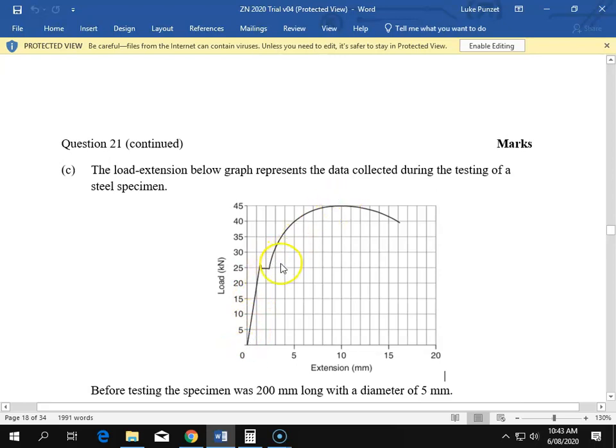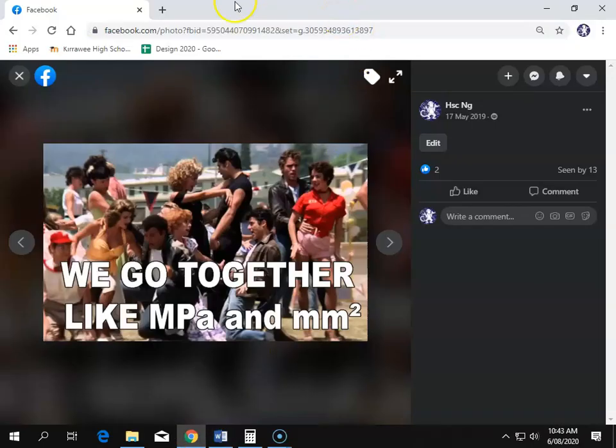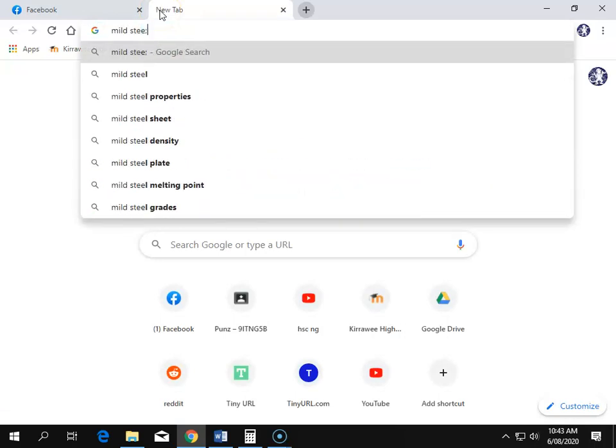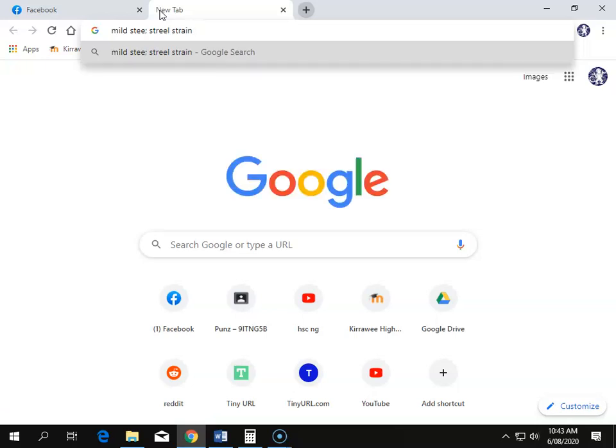0.3 is the shape. The 300 megapascals is the value where I have my cursor. That's what we should expect. Let's just prove me right. Let's go to mild steel. Other steels would be different to that.